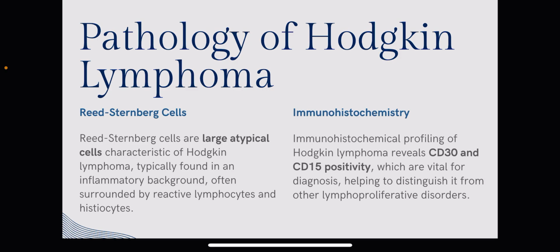Now coming to the pathology of Hodgkin lymphoma. As we already discussed, Reed-Sternberg cells. Those are large atypical cells characteristic of Hodgkin lymphoma, typically found in an inflammatory background, often surrounded by reactive lymphocytes and histiocytes. Coming to the immunohistochemistry, immunohistochemical profiling of the Hodgkin lymphoma reveals CD30 and CD15 positivity, which are vital for diagnosis, helping to distinguish it from other lymphoproliferative disorders.